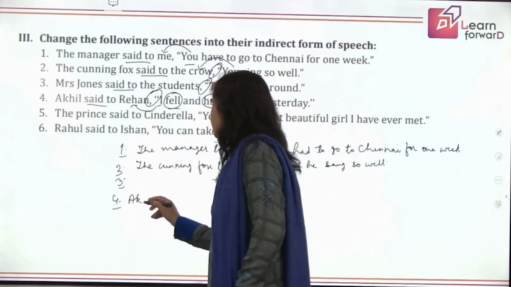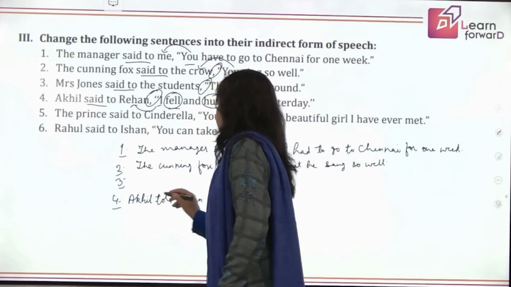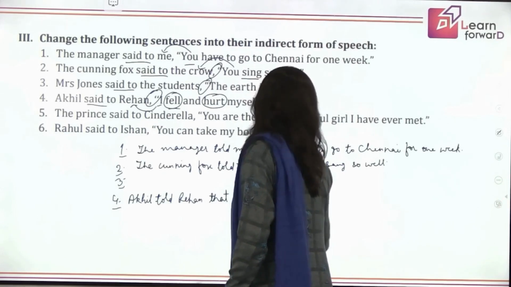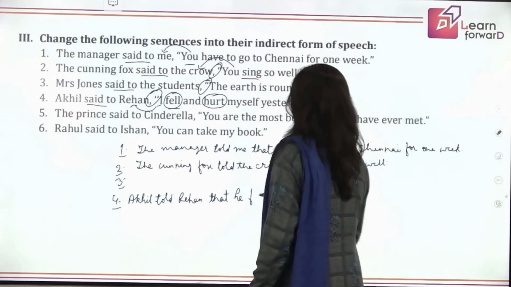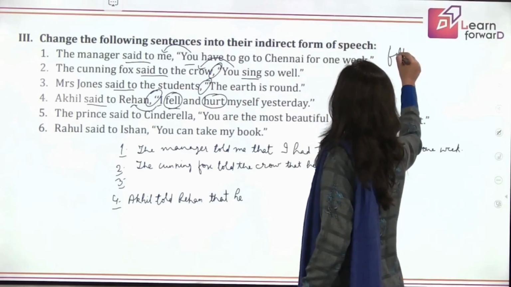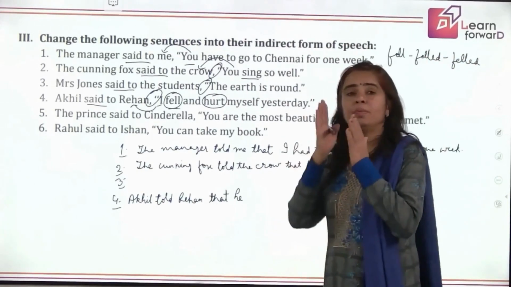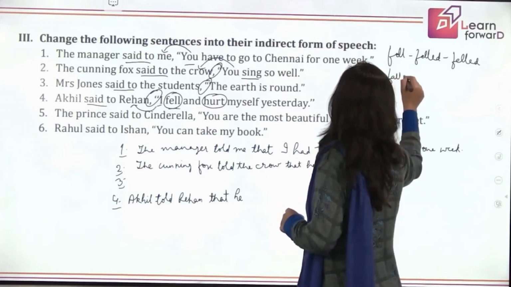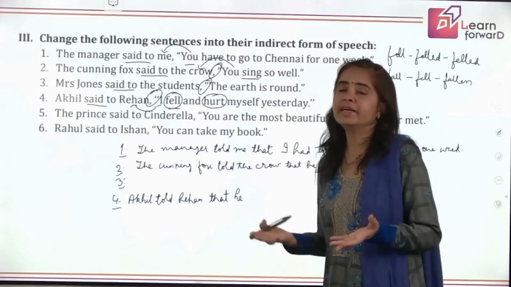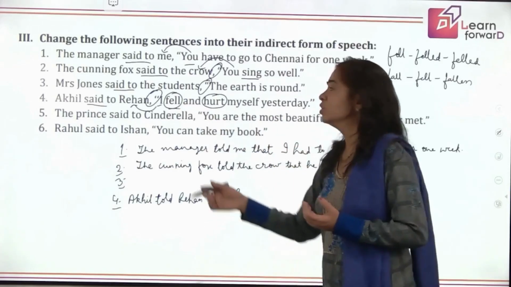Akhil told Rehan that I becomes he had fallen. Yes, students, fell is the present tense also, do you know? But there, felled means to make something fall. And when you say fall, fell, and fallen, it means the subject itself is falling. Okay? So, this is the difference here. That means because Rehan himself fell, so this is the past tense.